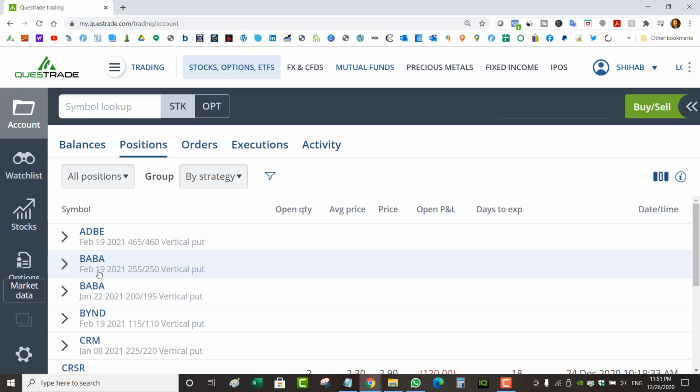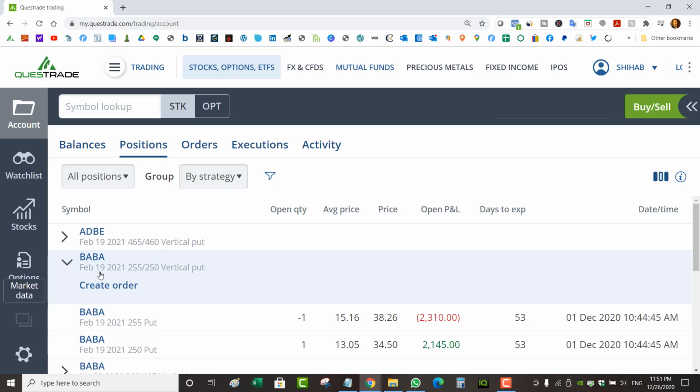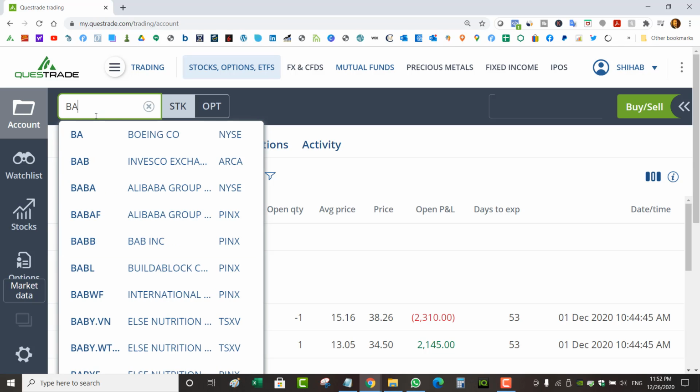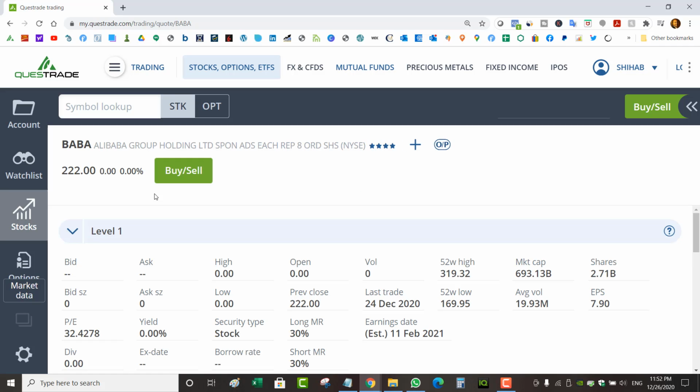And then I've got this really fun BABA put spread, 255/250. This expires February 19. I win on this trade as long as BABA stays above 255 come February 19. But if you look at BABA right now, if you're watching the market on Thursday, BABA I think dropped almost 20% on Thursday. So it went from 256 to 222.